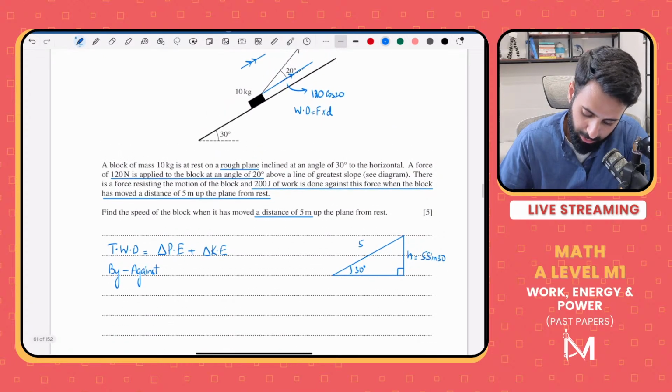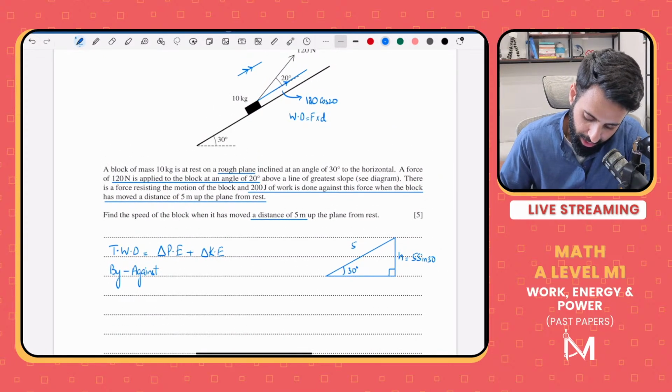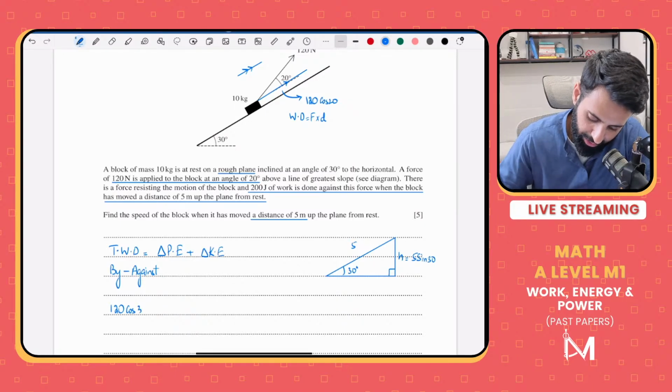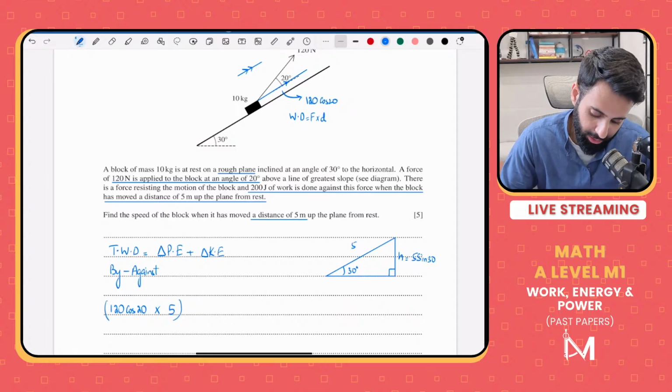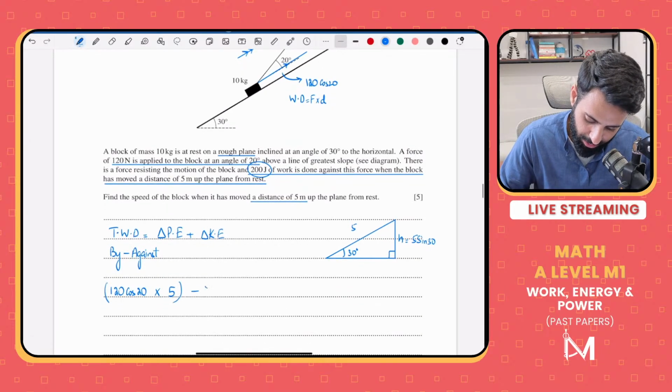Anyway, so we have all we need. Work done by the driving force. What's the work done by the driving force? That would be 120 cos 20 multiplied by the distance, which is equal to 5. Now, the question has given us the work done against friction, the force resisting motion, and the work done by that force is equal to 200 joules. So this is what we subtract.